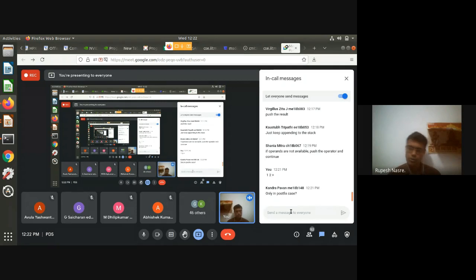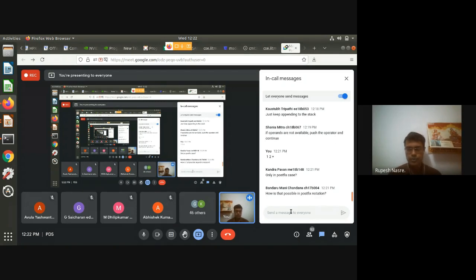Yes, we are talking about only the postfix case. We'll come to prefix a little later. But for now, how is that possible in postfix notation, is Mani Chandana's question. I think Kaustubh and Shania and possibly others who are agreeing to this should answer this. That's why we are looking for an expression. If it is not possible, then we'll come back and modify the algorithm.